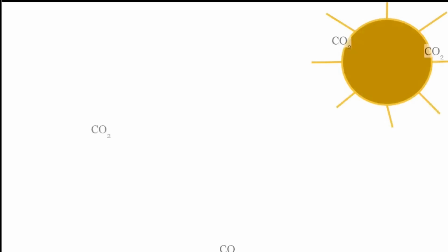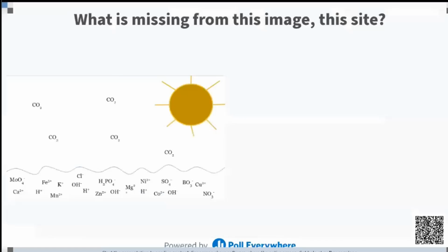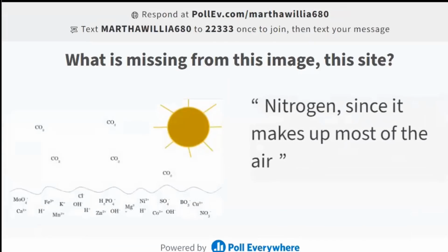So now that we have some idea of features that make an ideal site, well, at least ones that talk about the basic necessities, we have sun, there's air, there's water, there's nutrients, there's plenty of space everywhere. But is this everything? Is there anything that you can think of that's maybe missing from this image or wrong with this image or this site? Another poll everywhere question.